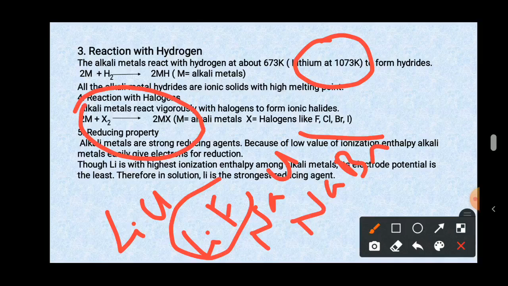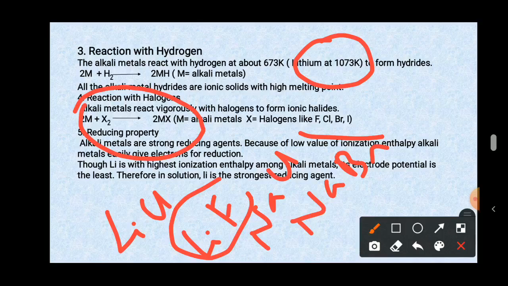It is very difficult to break the bond between lithium and fluorine. That's why it has a high lattice enthalpy. Lattice enthalpy is nothing but the amount of energy required to break the bond. That is the definition of lattice enthalpy.